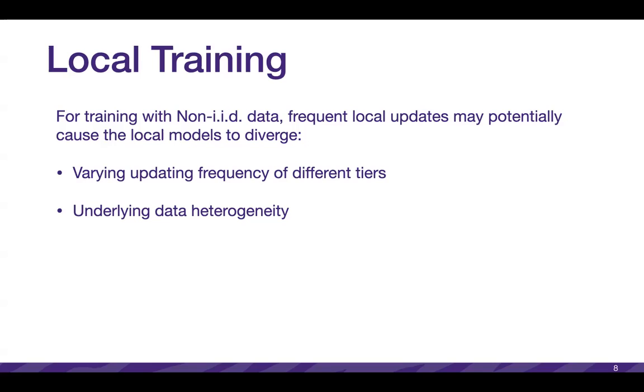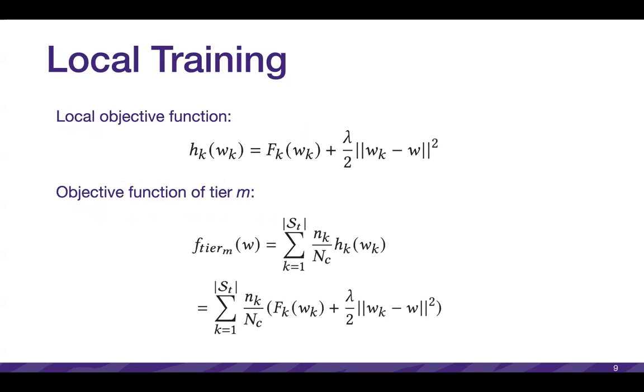And for the local training, because of the non-IID data in the real world, the frequent local update may cause the local model to diverge, due to the varying updating frequency of the different tiers and also the data heterogeneity. So to reduce the divergence of the local updates, the authors proposed some constraints.